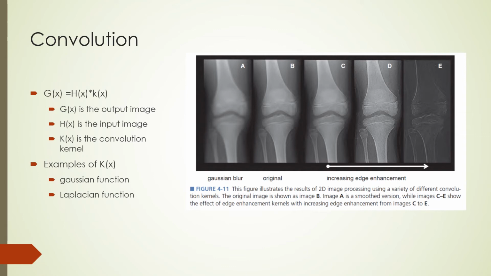This slide also shows several images processed with different convolution kernels. Image B is the original image that is convolved with several filters. Image A is a blurring operation on image B. That operation smooths the image but also reduces detail. This type of effect can be accomplished by a Gaussian filter. An edge enhancement filter of increasing magnitude has been applied to produce images C, D, and E. Edge enhancement can be accomplished by a Laplacian function as well as other filters.